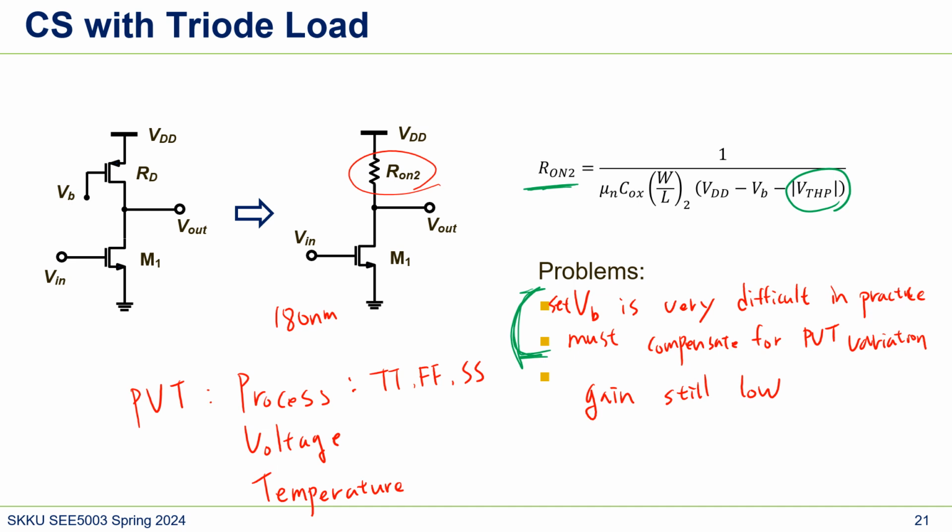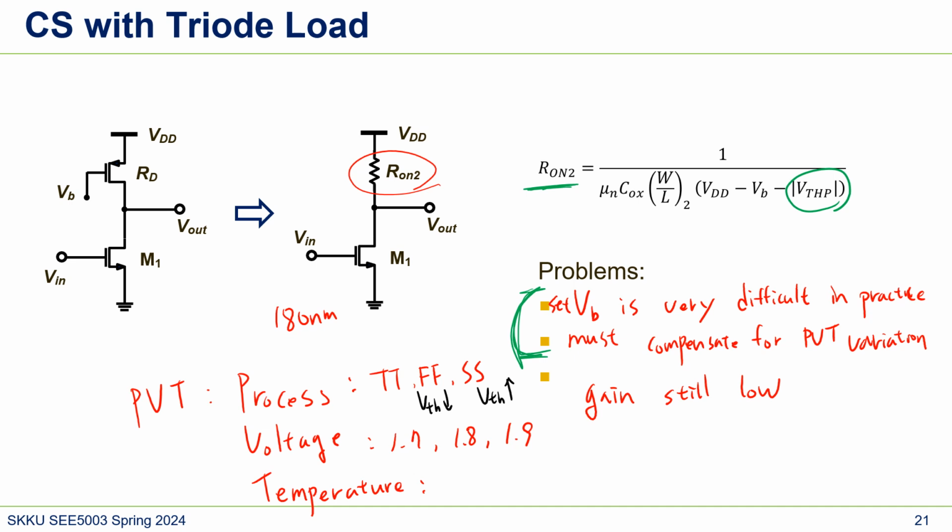Some PMOS, for example, in the FF case, the NMOS VTH is really low. So in the FF case, VTH low; SS, VTH high, something like this. Voltage can be maybe 1.7 volt or 1.8 volt or 1.9 volt, because in practice we're not using an ideal voltage source. We're using some LDO, buck converter, or something like that. So voltage always varies.